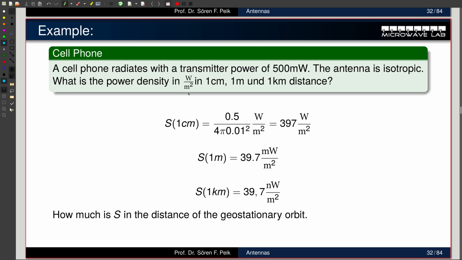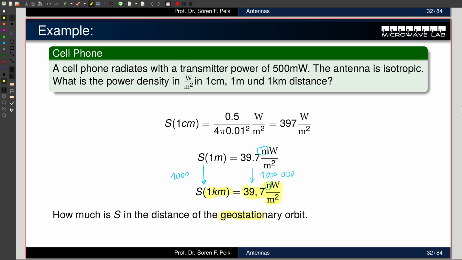When we go to 1 kilometer distance, again from here to here we have factor 1000. That means from here to here we have factor 1 million, and it's 1 million smaller. That means milli becomes nano. It's easy to calculate. And we get a power flux density of 39.7 nanowatts per square meter, which is fairly small already. However, that's usually an amount of power flux density we can nicely handle in a receiver. That's a common value we get at 1 kilometer distance.